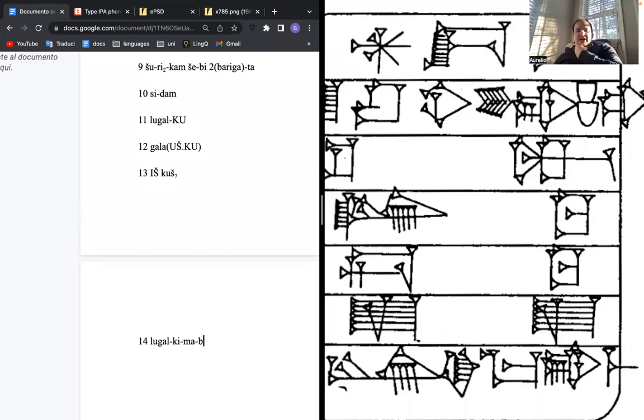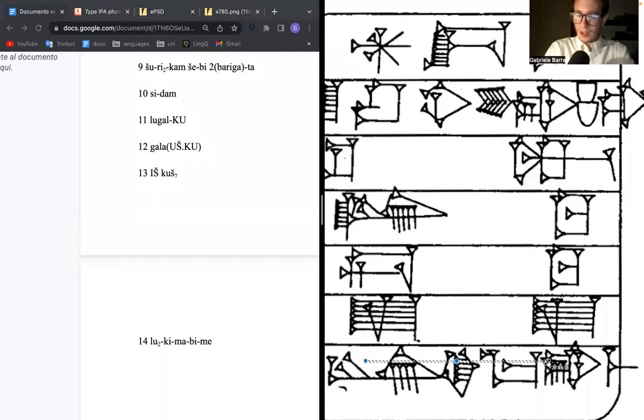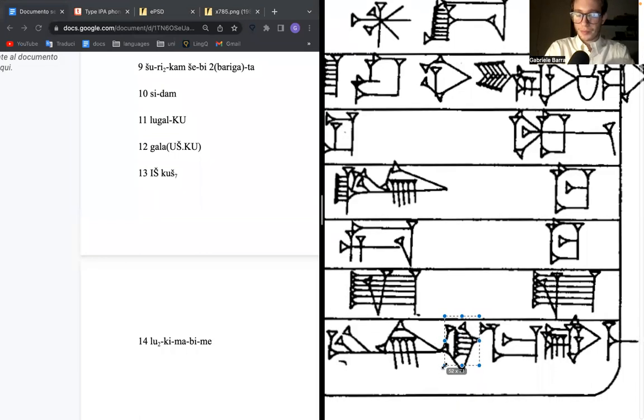Are you sure about the lugal? Oh, is it? Oh, it's just a lu. Sorry. Yeah, the lugal has the 2 lines above or 3 lines above. We see the lugal. It has an extra sign at the beginning, so it's just a lu 2. Yeah, of course. And then ki ma bi me. Is that right? I'm just not sure about the ki.